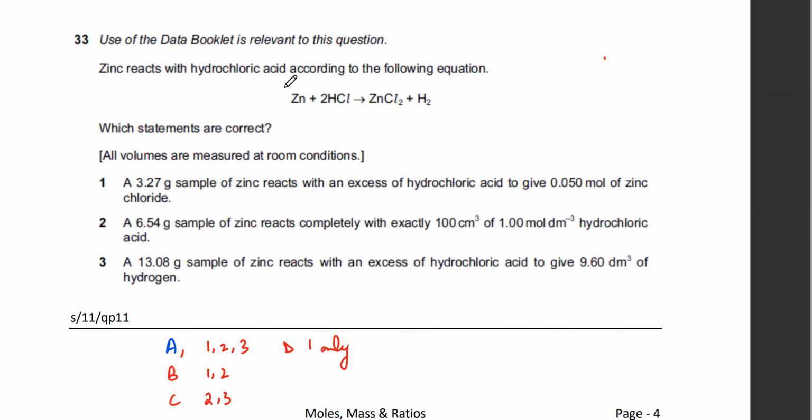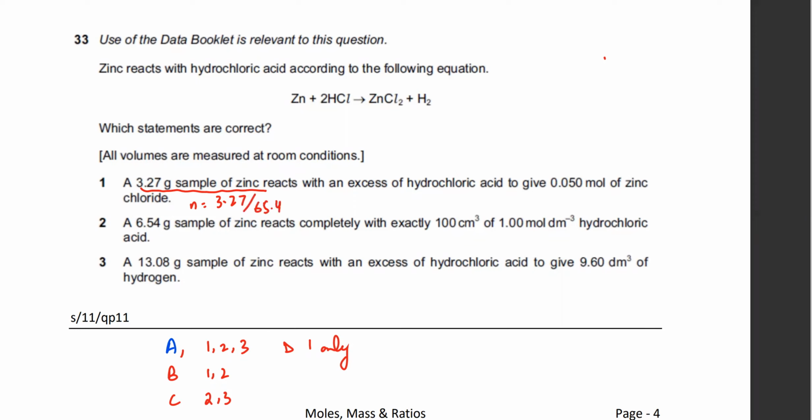So anyways, you're supposed to answer this question, and he's saying which statements are correct. Starting with the first one, there's 3.27 grams of zinc. So how many moles is this? 3.27 grams. You find the moles, mass divided by the MR or the AR of zinc, which is, I think, 65.4.